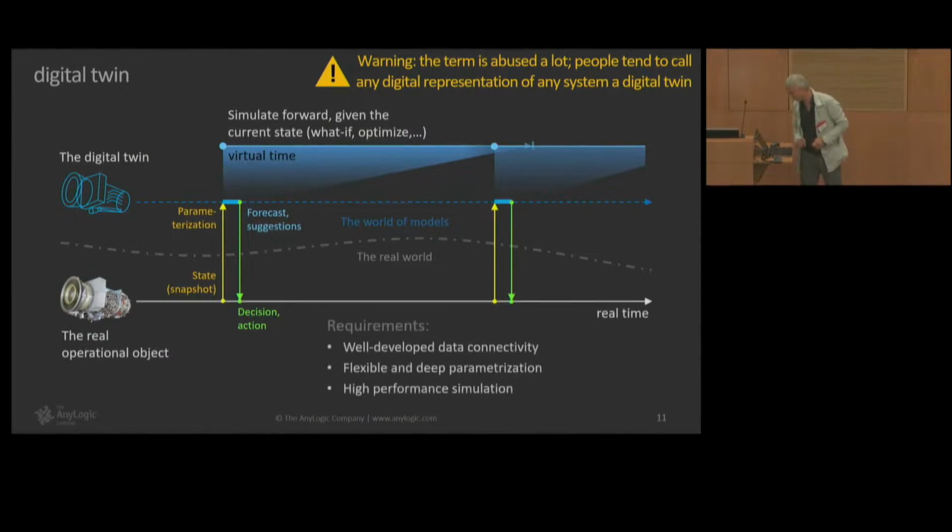Now, therefore, there are certain requirements to a simulation tool that does this, and this is obviously data connectivity. This is deep. The model should allow for very deep parameterization, so we should be able to set up initial states of all objects so they mirror the current states of the real objects, right? And obviously, simulation performance might matter.